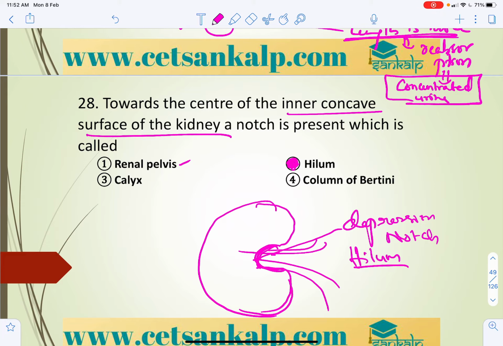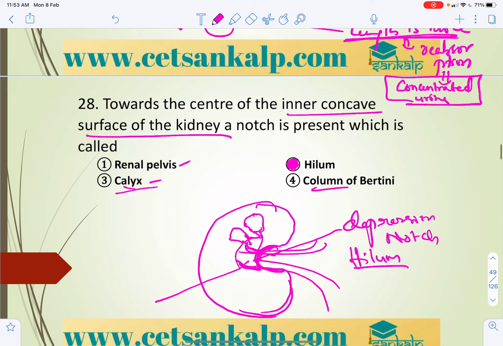So what is the renal pelvis? Generally, it is a funnel shaped structure that is formed, that is the renal pelvis. And calyx: the medullary pyramids open into the calyx. There are two types, major calyx and minor calyx. Columns of Bertini: the extension of the cortex present in between the renal pyramids is called the columns of Bertini.